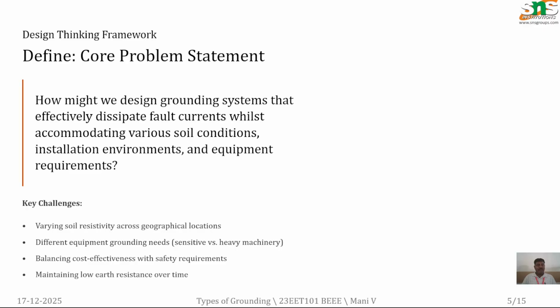Here we have to balance the cost with respect to the safety requirement for domestic as well as industrial applications. The main objective of the earthing is to offer less than 5 ohm for residential and less than 1 ohm for substations.